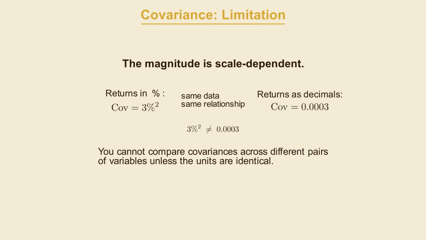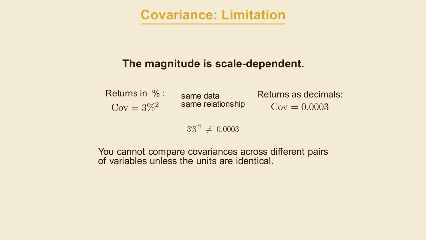If you were to do this using dollar price change instead of percentages, you again would get a different number. You'd even have a number in dollar squared units, which is very different from percentage squared. There's no way to compare a covariance of 3% to a covariance of, say, $15 squared and conclude anything about which relationship is stronger. This ends up being the main limitation of the raw covariance as a standalone measure. The direction is meaningful, but the magnitude doesn't have a fixed interpretable scale across different types of variables.